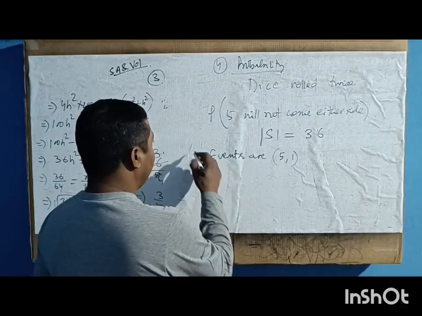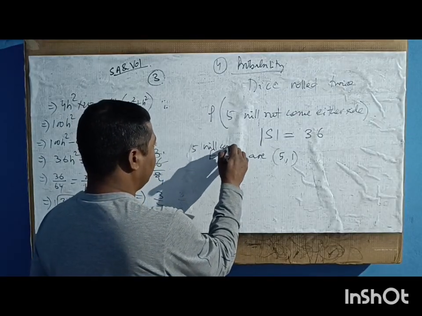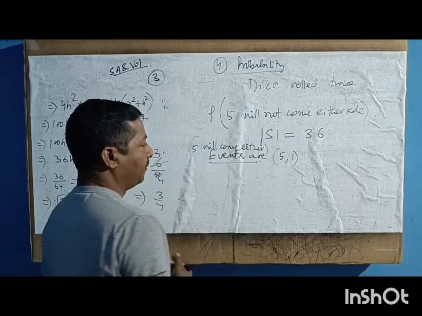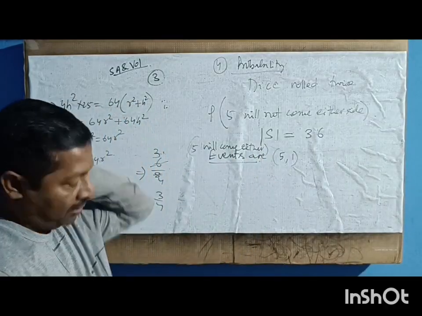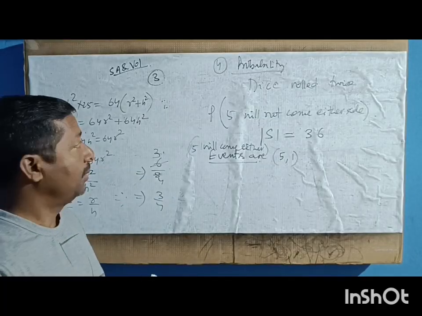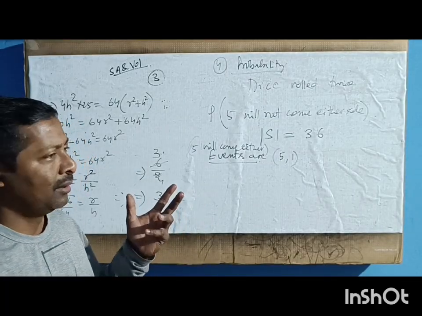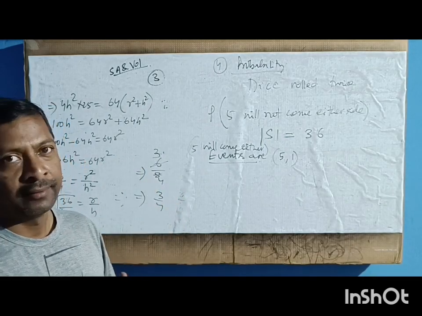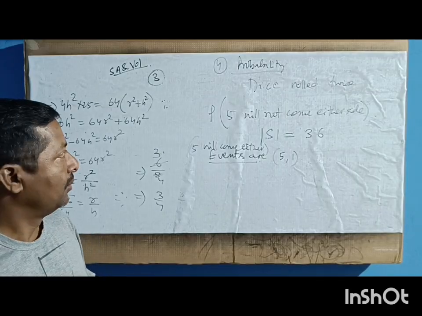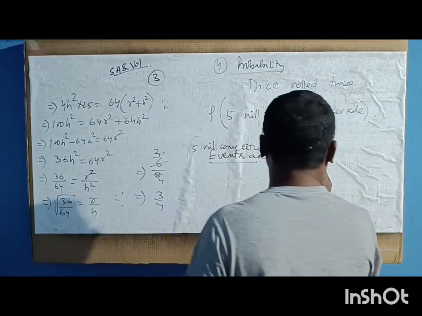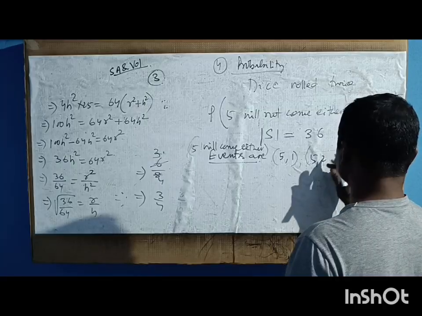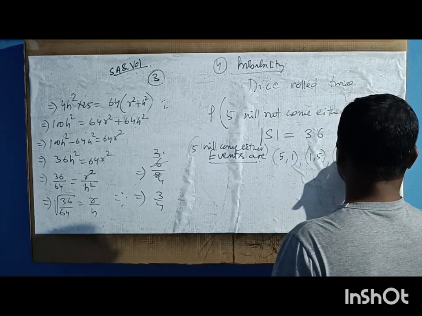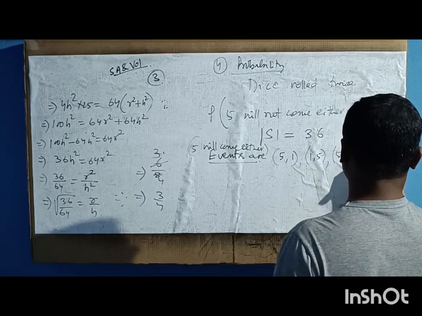Events where 5 will come on either roll. Let's calculate first that 5 will come. Because 5 will not come has so many events, the events where 5 will come are easily countable. So 5 1, 1 5, 5 2, 2 5.